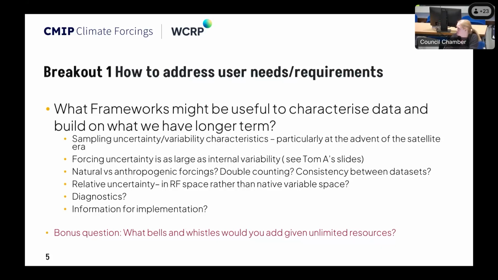Information for implementation. At the moment, there are quite a number of choices that the modeling groups have to make to implement some of these data sets. Again, it depends a little bit per variable. And the bonus question is, what bells and whistles would you add given unlimited resources if you were in charge of the world and it was your problem to spend all of the money you possibly could on this question?